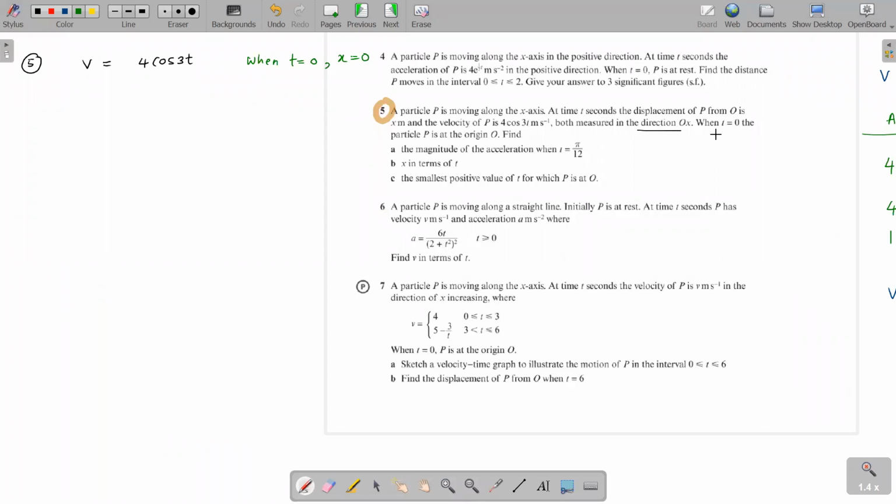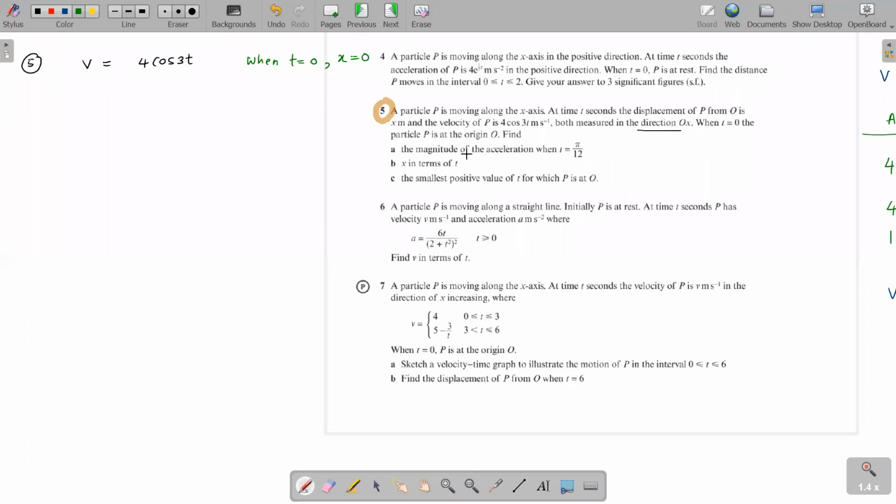They say when time is 0, the particle P is at the origin. They have not mentioned anything about the velocity though. So can we assume the velocity is 0? Have they told us anywhere that we can't assume it's 0? Unless they tell you that at the origin it's at rest. They have not mentioned any such thing here. So do not assume velocity is 0. Got it? At time 0, the particle is at the origin.